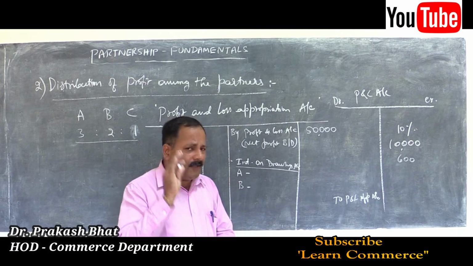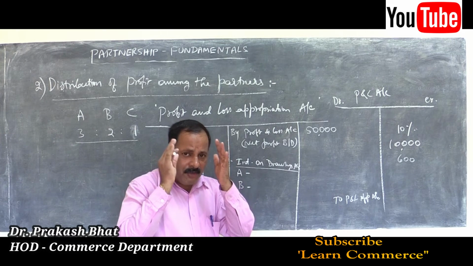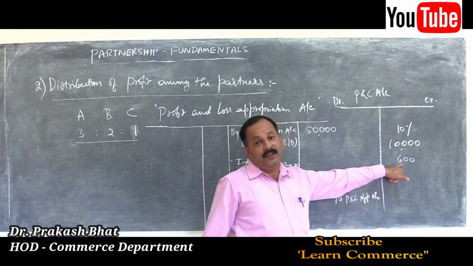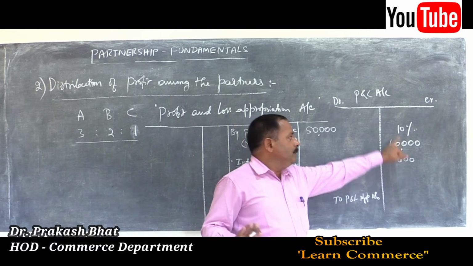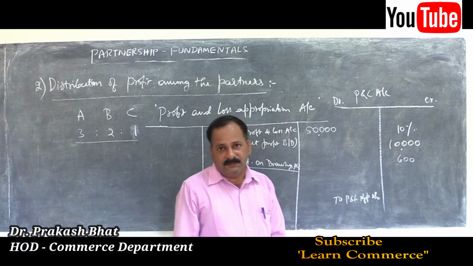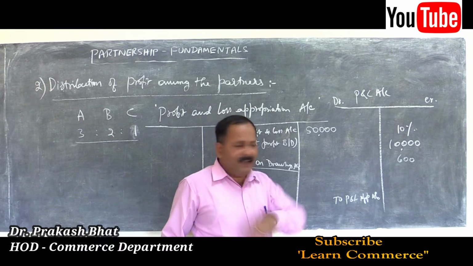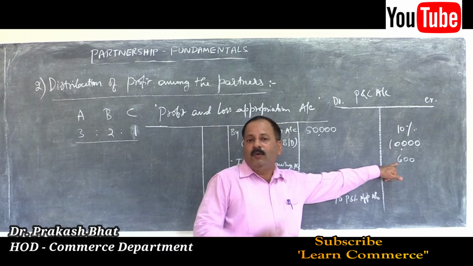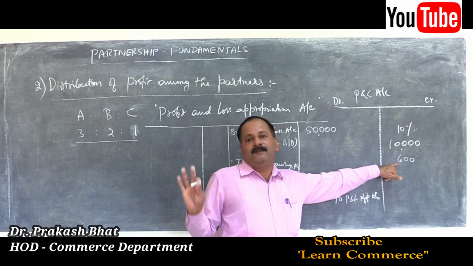Now, make it very clear: when the interest on drawings amount is given in the problem, like here 600 rupees interest on drawings is given, forget about the percentage and amount of drawings. Don't see those things. Straight away, record this amount, 600 rupees, as interest on drawings. Your work will become very simple.